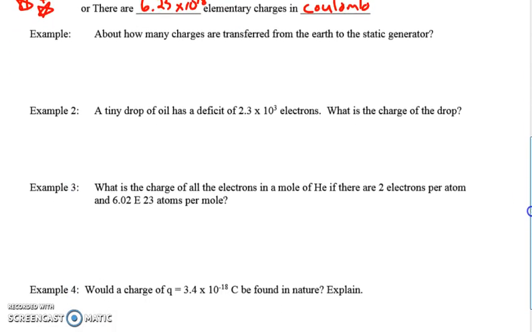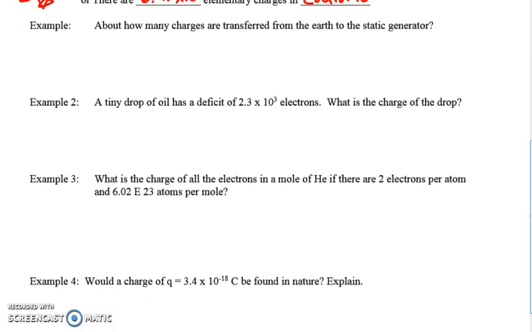All right, so let's do a few examples to finish up here. About how many charges are transferred from the Earth to the static generator when we charge it up? So remember, the static generator starts off neutral, and when it becomes charged, we're adding an excess of negatives on there. Now, you didn't know there was negative charge. I'm telling you right now. And we already just learned that the Q of the static generator is about 1 times 10 to the negative 6 coulombs. Sorry, that should be a 6, not a 16.